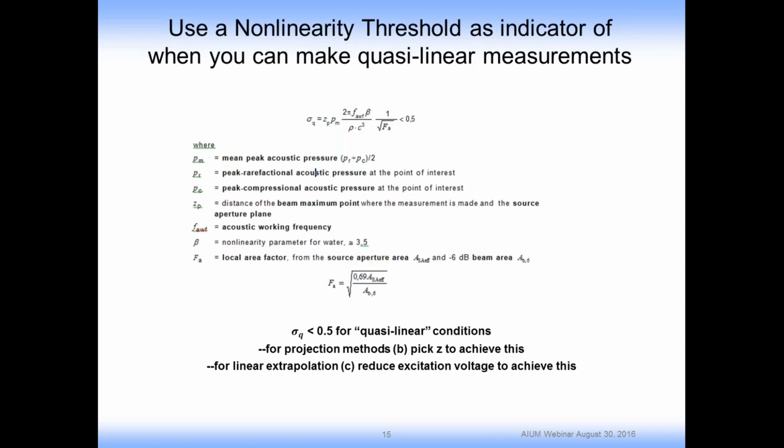I'll briefly also mention how you can be assured that you're in the linear regime. This is a somewhat complicated formula, but it's directly from the standards. Basically, if you measure certain parameters such as the pressure, the frequency, the distance and some of the focal properties of your source, you can estimate the degree of nonlinearity. And currently, the standards request this sigma parameter, which is the nonlinearity, to be less than 0.5.